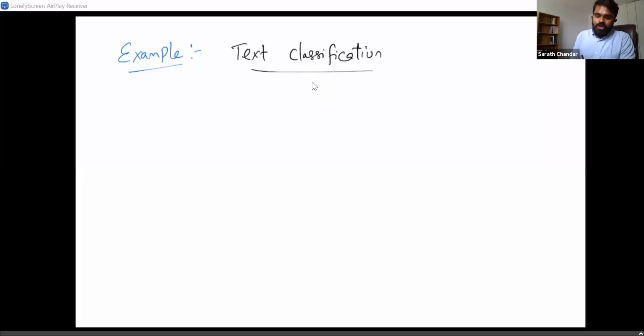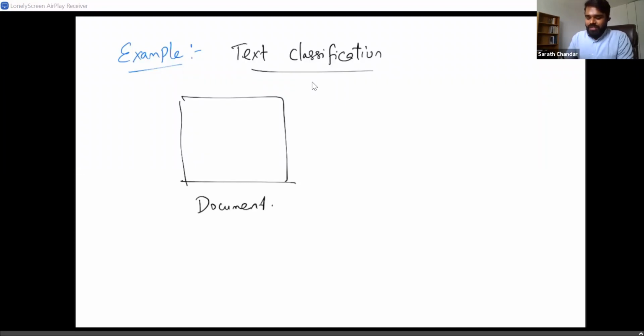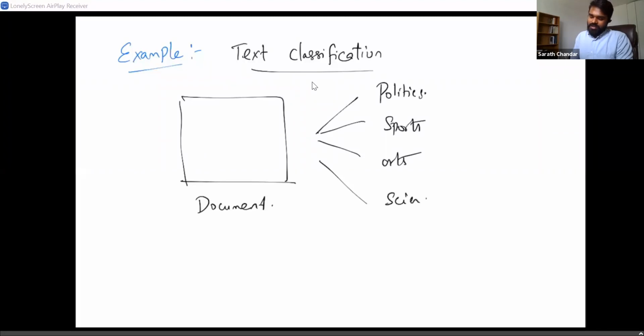The idea here is that I'm going to give you a document, and I want you to classify this document into one out of k topics. For example, whether this document is about politics, or sports, or arts, or science, and so on. Movies, whatever. So given a document, I want you to classify it into, let's say, some k classes.